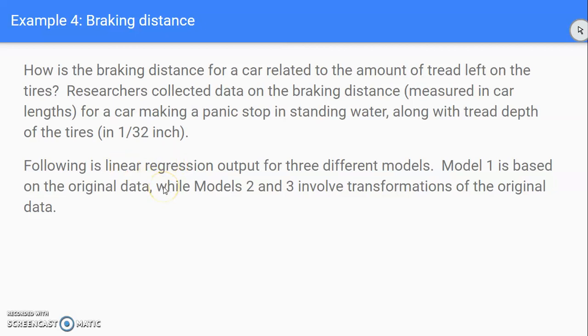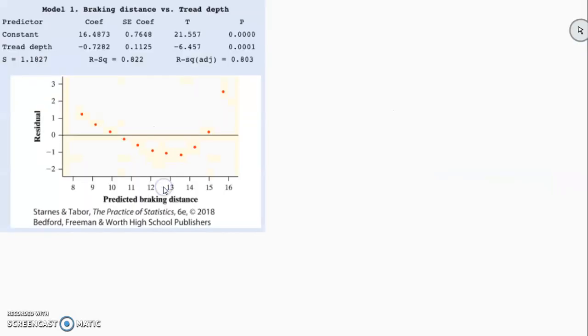So following is a linear output for 3 different models. When I look at that, this is my original model, just using the braking distance and the tread depth, so just using the original variables. This was my residual. I can see that very curved pattern in the residual, which would tell us that this model is probably not great.